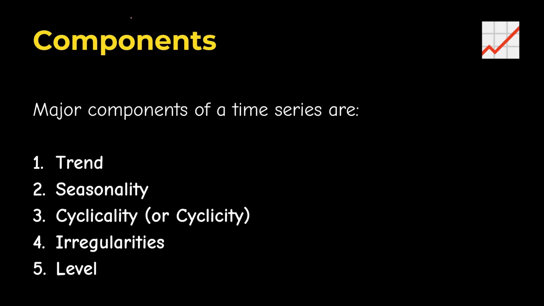Now let's understand what the different components of the time series are. You can try to understand them as different building blocks of a time series data set. Here is a list of the major components: trend, seasonality, cyclicity or cyclicality, irregularities, and level. These are very important and fundamental concepts of a time series, which we must understand before doing any kind of analysis or forecasting exercises. So let's understand them one by one.